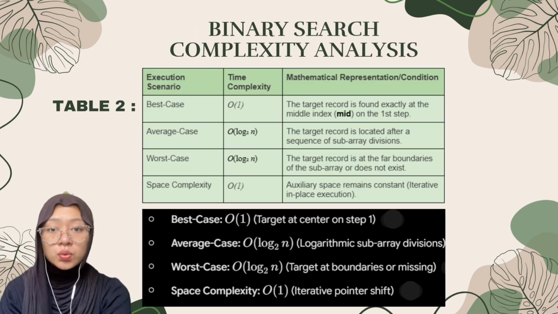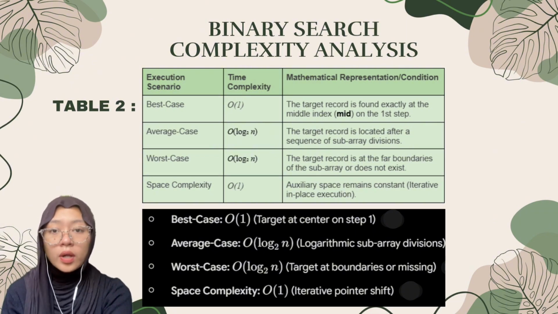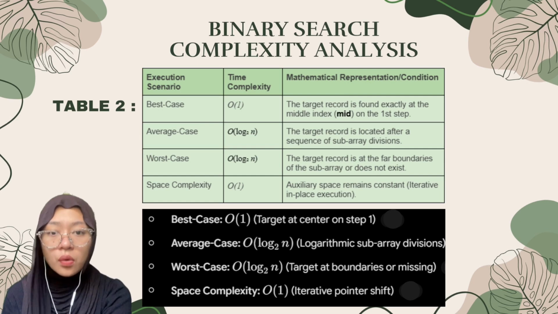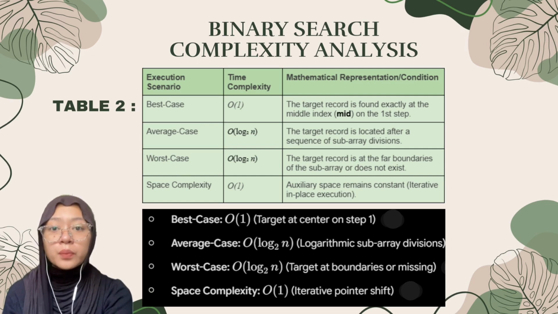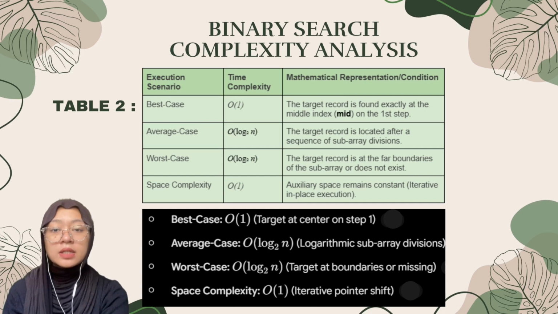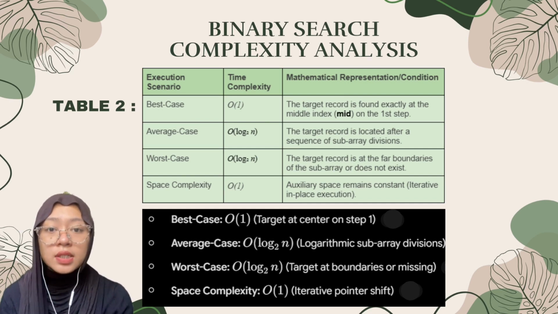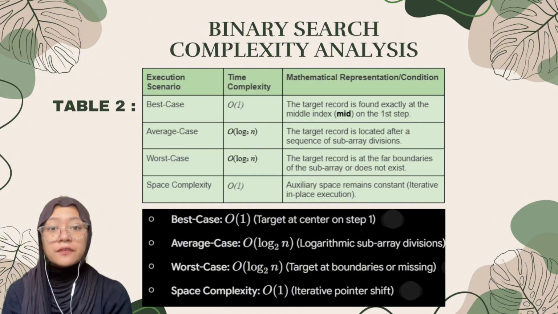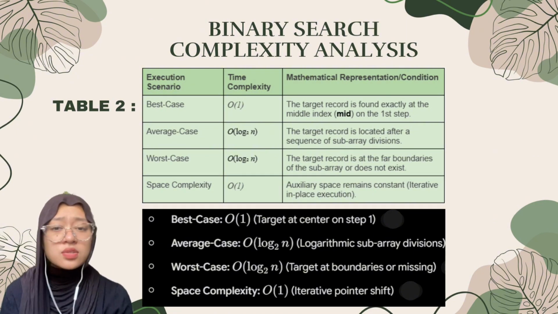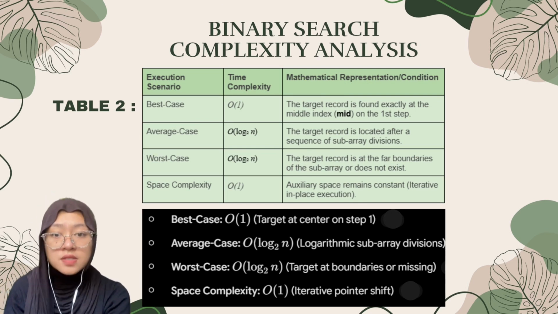As in Table 2, this systematic division provides massive efficiency gains. While the best case remains a constant O(1), the growth rate for both average and worst case scenarios is tightly bounded within the logarithmic complexity class of O(log₂ n). This mathematical guarantee ensures that the system processing time remains exceptionally low and highly scalable, even if the university database expands to millions of student logs, while maintaining an optimal O(1) auxiliary space overhead.